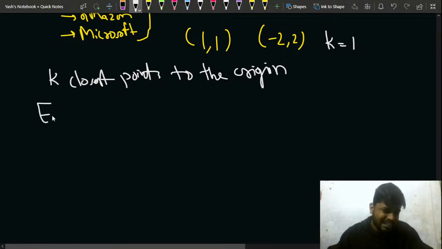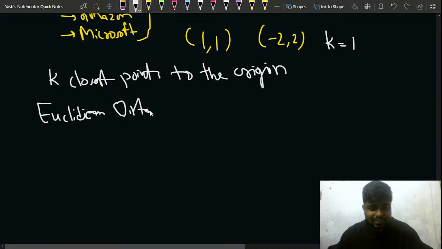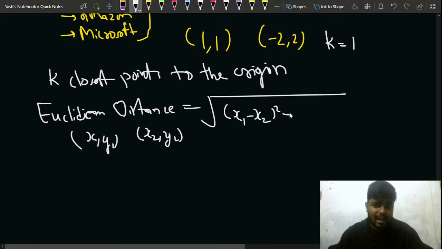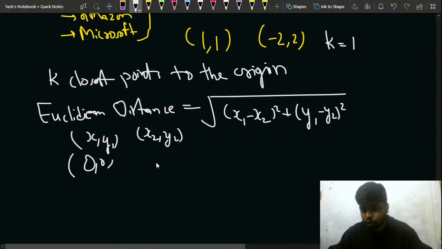So how do you find the distance? There is a concept that is Euclidean distance, and that distance is nothing but the square root of, for any 2 points x1 comma y1 and x2 comma y2, (x1 minus x2) square plus (y1 minus y2) square, right? This will be the Euclidean distance, and since one point is 0 comma 0, from the origin you have to find it for all other points.